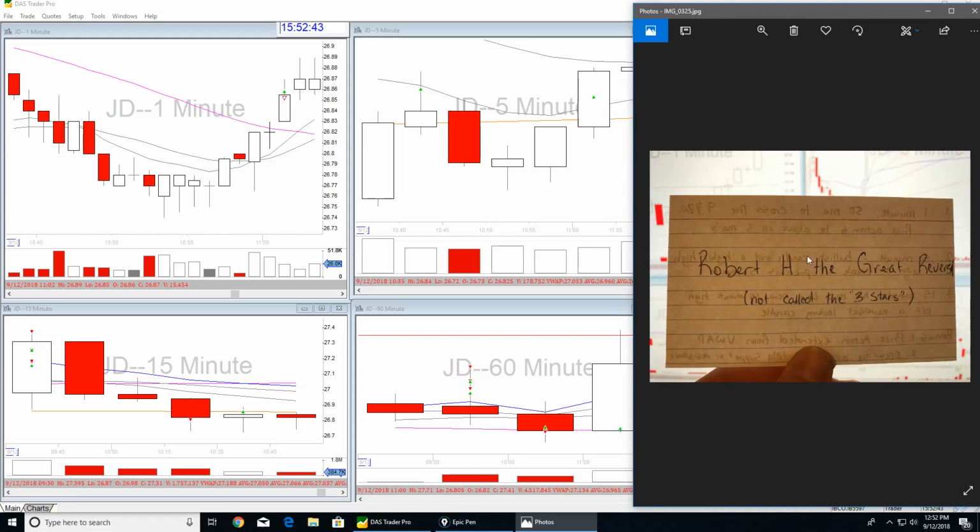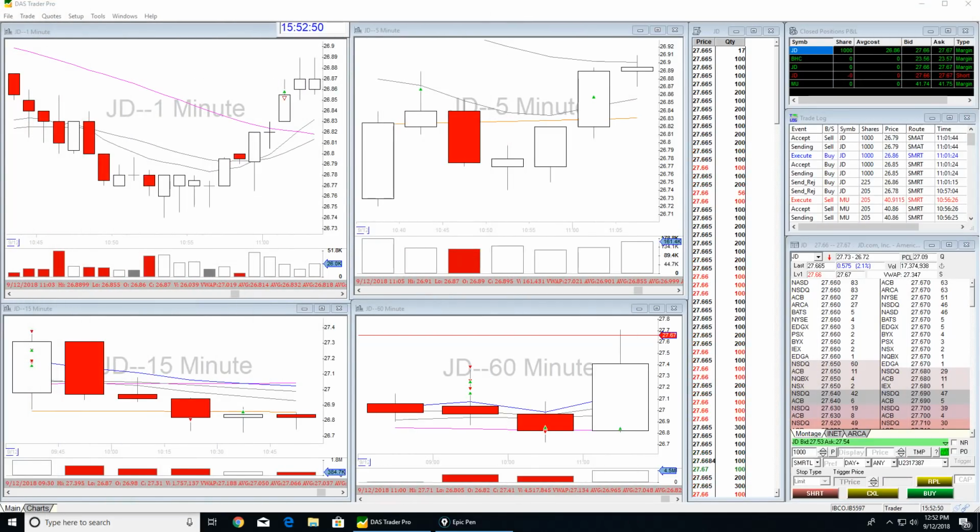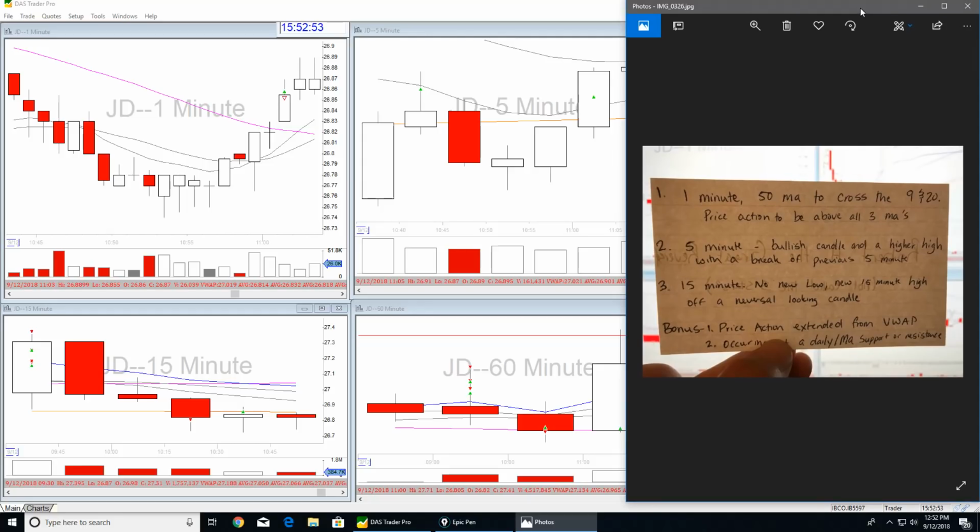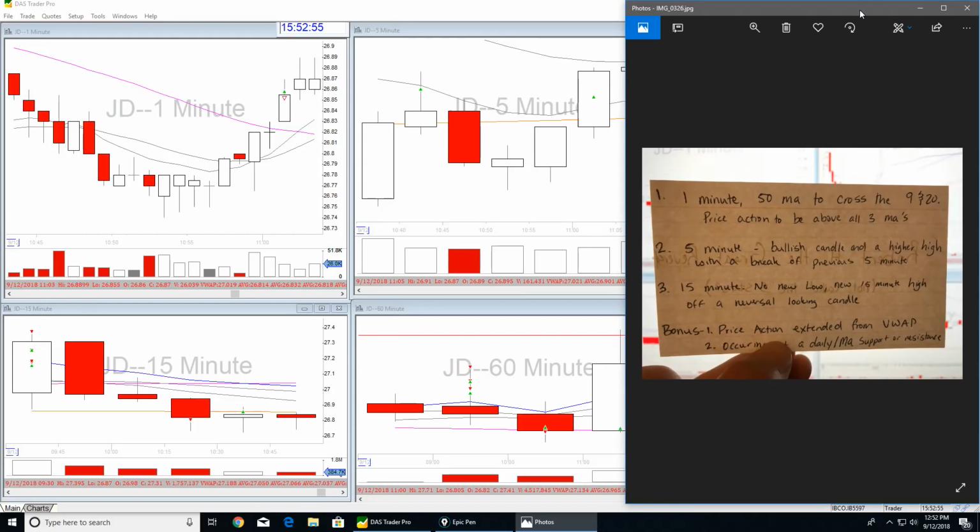All right, so here it is, the Robert H. the Great reversal. What exactly is that? Let's look. I've got this on a note card right in front of my desk that I read every single day. I go over these setups to get them in my head.